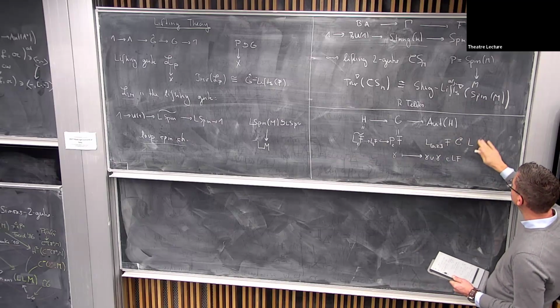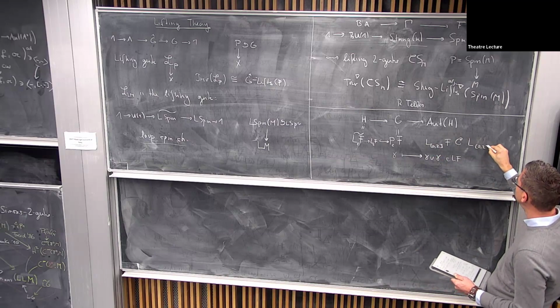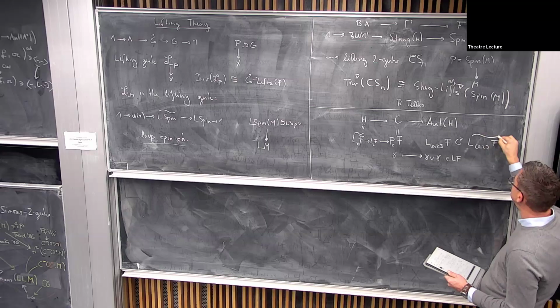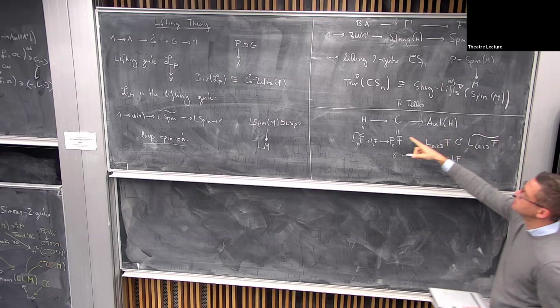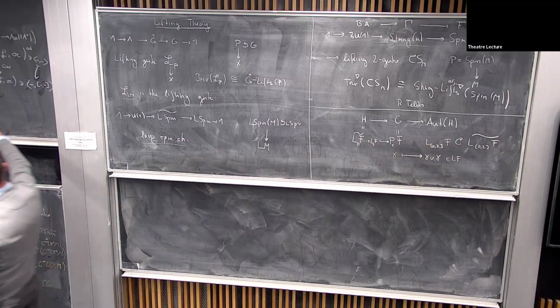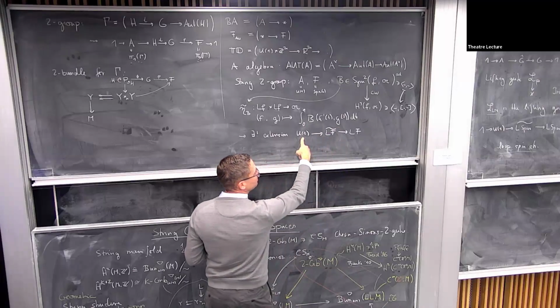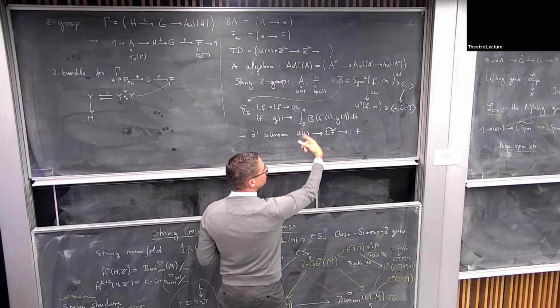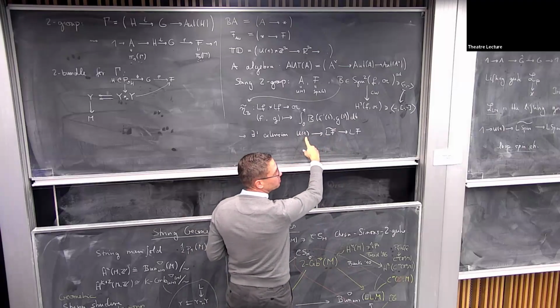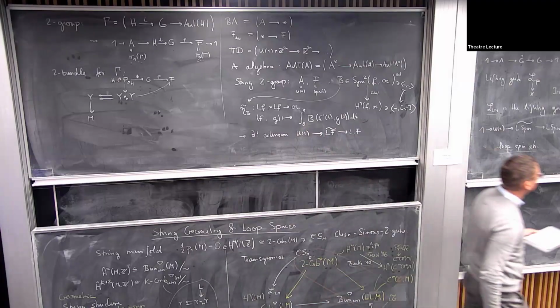Right, it acts by conjugation because it's a central extension. So I choose a lift, then conjugate with the lift, but the choice doesn't matter because the choices are parameterized by things in the kernel. So that conjugation is well defined.